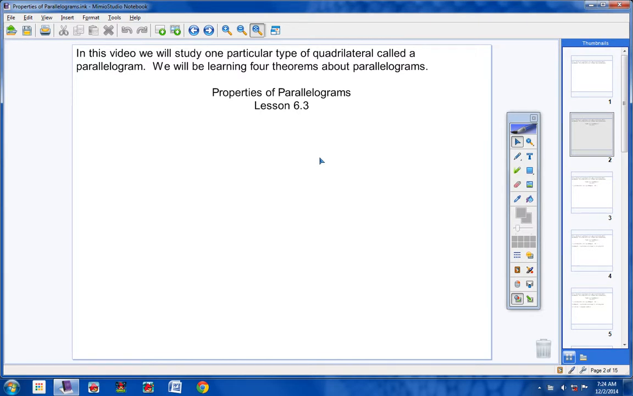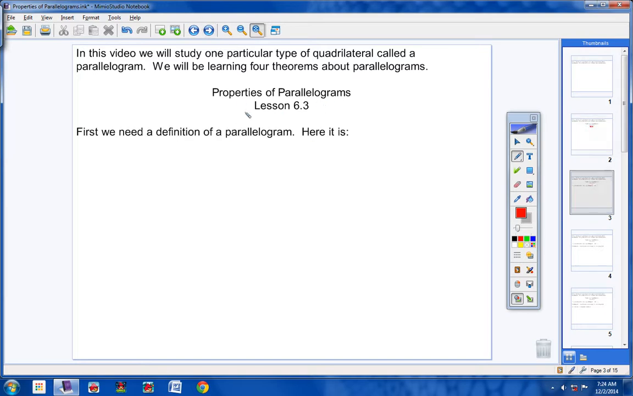Your heading for today is properties of parallelograms. If you'll copy that down, please. Properties of parallelograms, and lesson number 6.3. Be sure and include today's date, okay? Properties of parallelograms. Please write that down if you would. Write down the lesson number 6.3 and write down today's date.